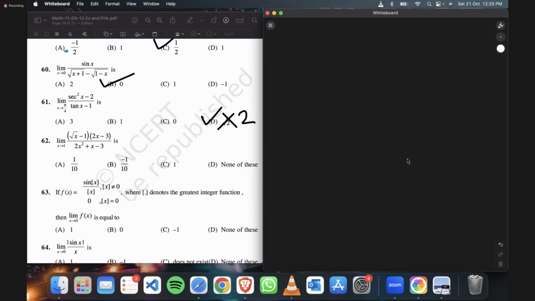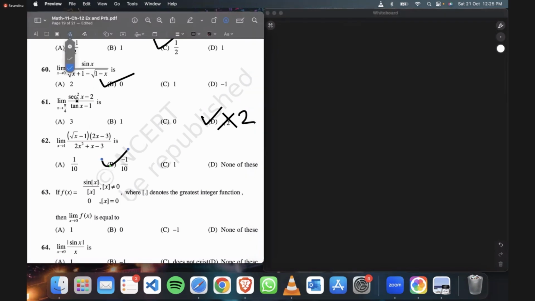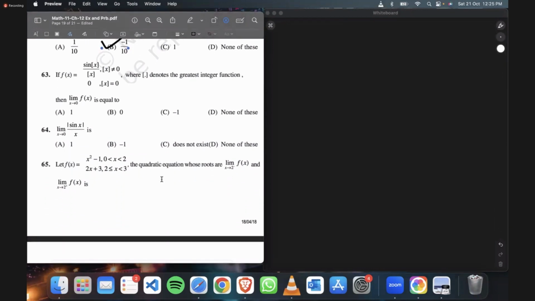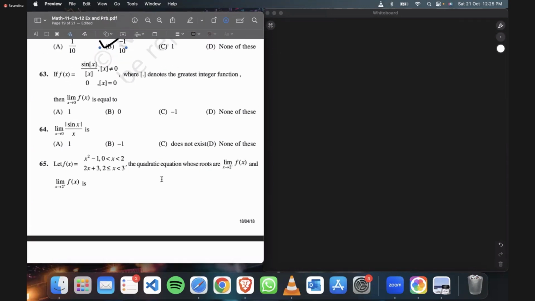Now moving on to question number 63, so the minus 1 by 10 was the answer, right? So I really have minus 1 by 10. Now question number 63. So in question number 63, we have been given GIF. So what is basically the GIF? Let me tell you that.